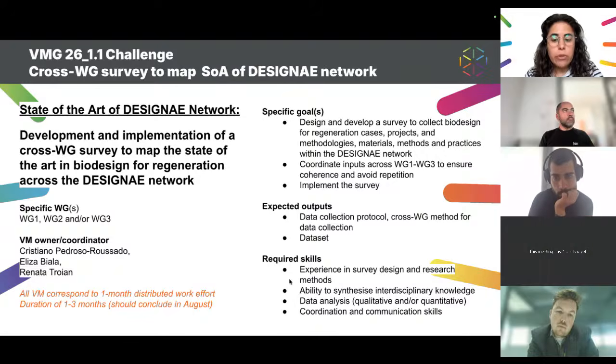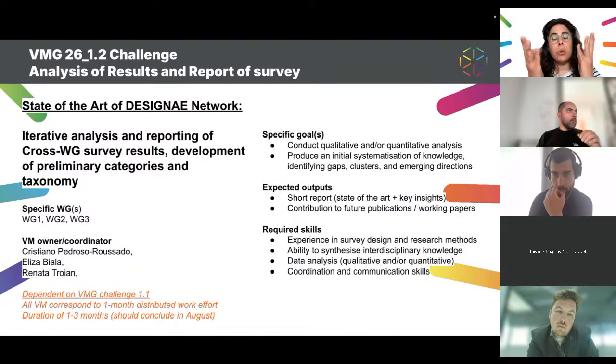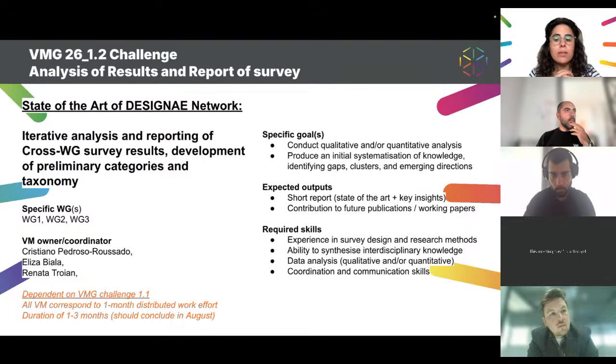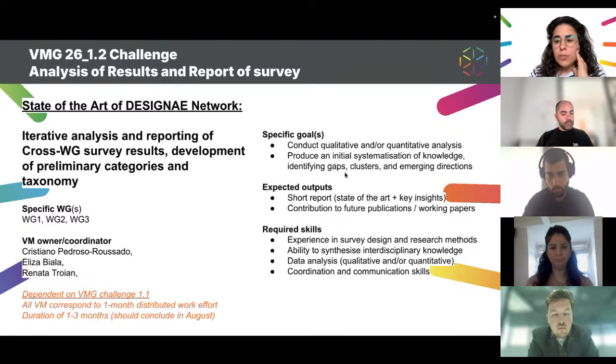And here you have some of what we think are the required skills for you to apply for this virtual mobility challenge. The second one is closely related to the first one, and this one is specifically to analyze iteratively and report the cross workgroup survey results. It can be a different person from the first virtual mobility grant, and perhaps they can even work together at the same time. So this person will report about this state of art and the key insights that were produced, identify gaps, clusters, and emerging directions from the data.